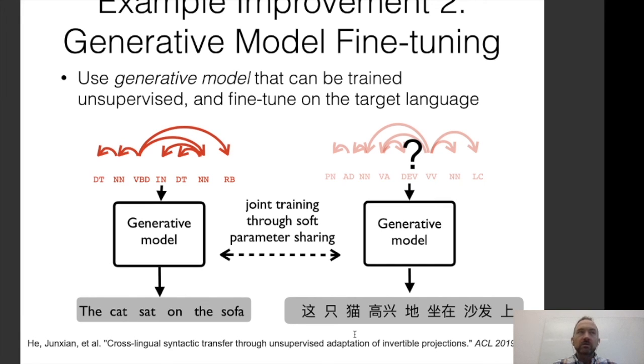And this is interesting because we're not just taking an English model and applying it to Chinese. We're taking an English model, we're seeding a Chinese model with this English model, and then we're fine-tuning the model to further adapt to Chinese. And interestingly, this can give us pretty significant improvements, even with no training data in the language that we're interested in parsing.